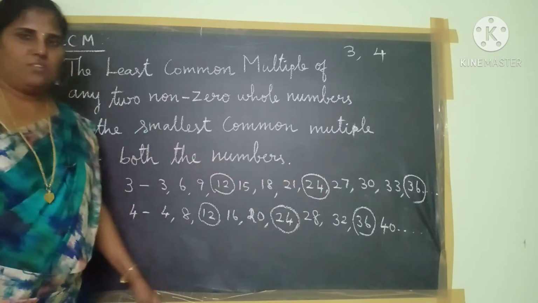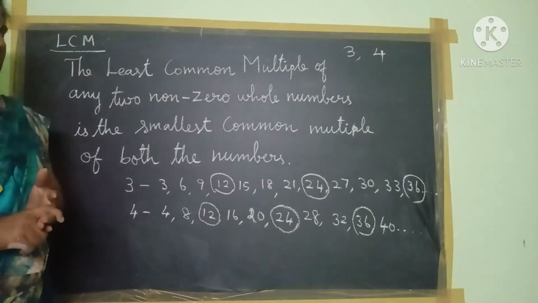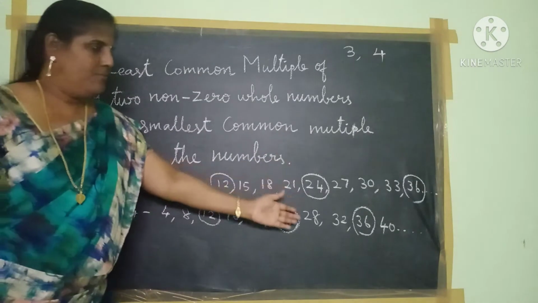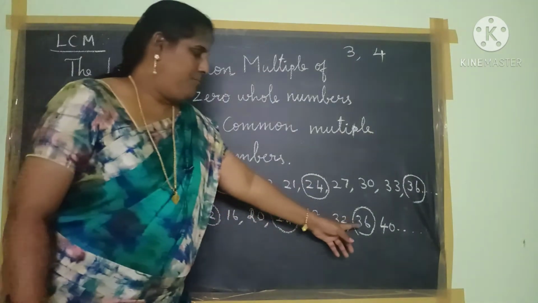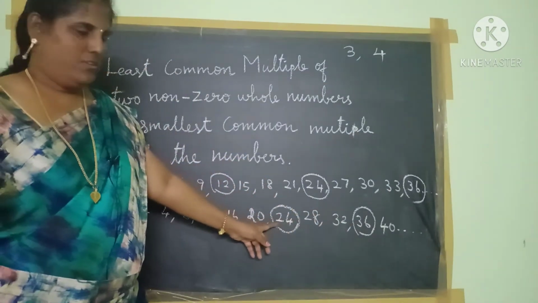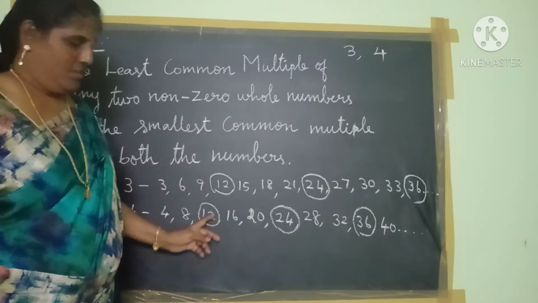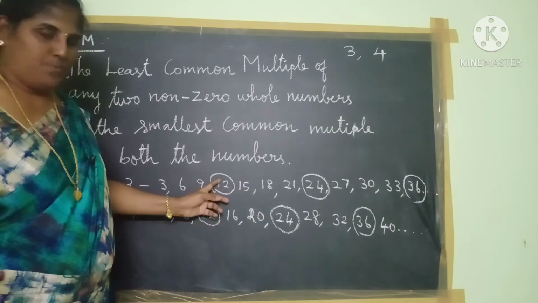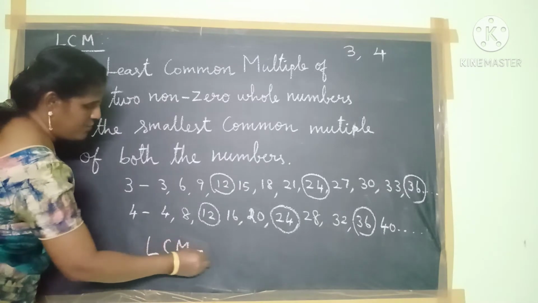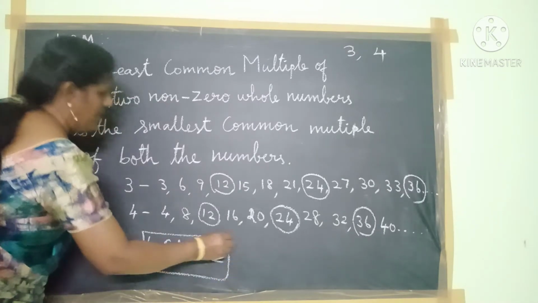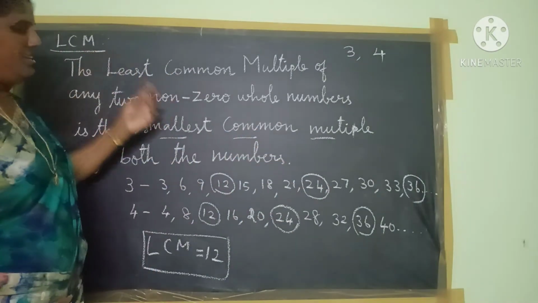Okay children, step 1 is over, step 2 is also over. What is step 3? Among these 3 common multiples, which one is least? 36 is the biggest, and 24 is also bigger compared to 12. So which one is the smallest? Yes, 12. So LCM equals 12, because what was the rule? The smallest common multiple is called the LCM of the numbers.